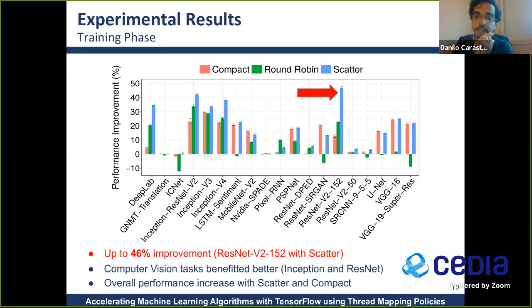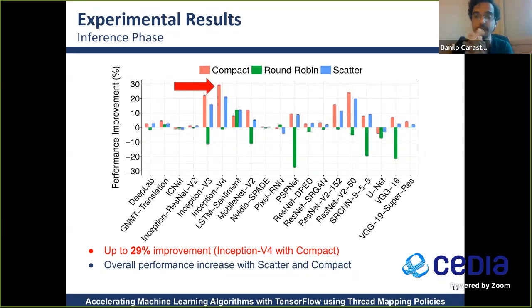We also noticed that the computer vision tasks, notably represented by the Inception and ResNet models, consistently benefited from the different thread mappings. We also noticed that the scatter and compact thread mapping policies, in the majority of cases, consistently contributed to a better performance.